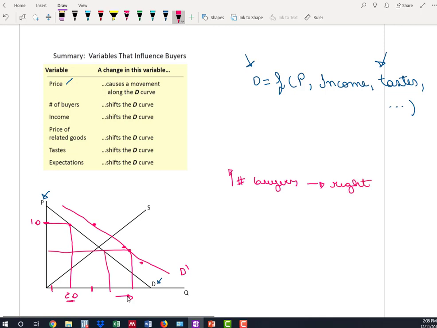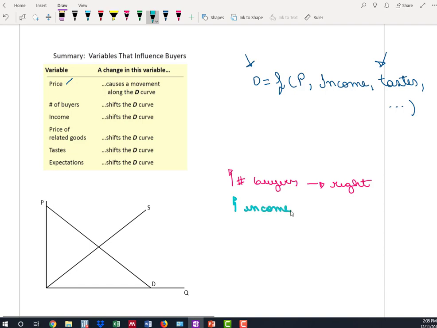Let's see another example. Consider now an increase in income. What is going to happen to the demand curve? Well, we already know it's going to shift because income is not in the axis here and is not in the axis here. Now the question is, is it going to shift to the right or to the left? Well, that depends on the type of the good. There are actually two types of good. What is called a normal good, and what is called an inferior good.